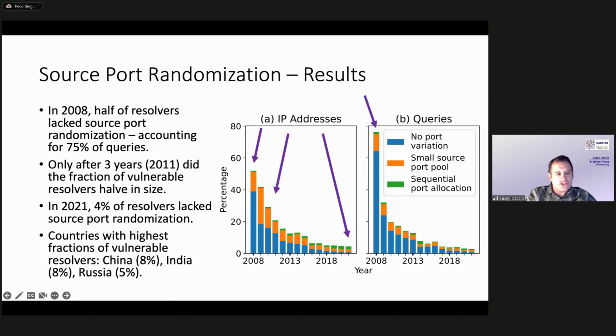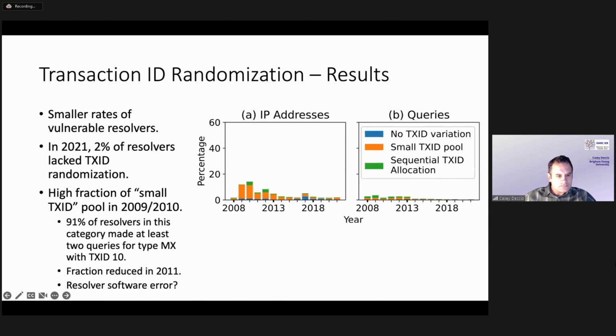And by the way, the countries with the highest fractions of vulnerable resolvers: China at 8%, India with 8%, and Russia with 5%. This was in 2021.